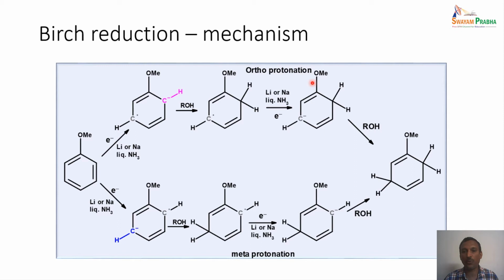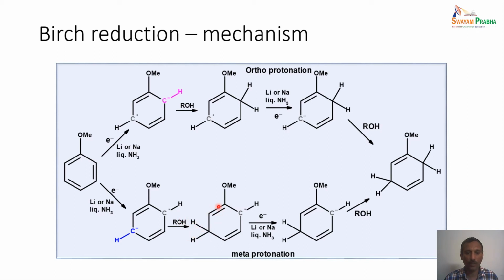So this is the ortho protonation pathway. And when we look at the meta protonation pathway, what happens is, instead of the first electron adding, this proton is not added to this ortho carbon. Rather, in this particular case, this carbon becomes the carbanion and the ortho carbon becomes a carbon radical. So in this case, the proton is added from the solvent to the meta carbon.